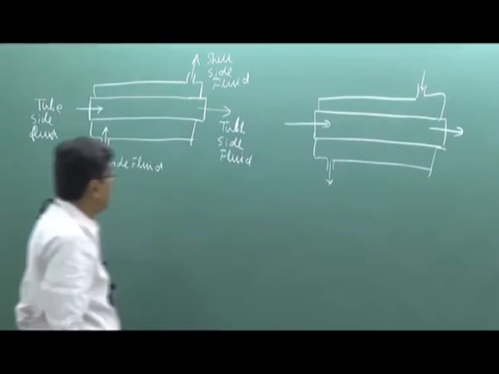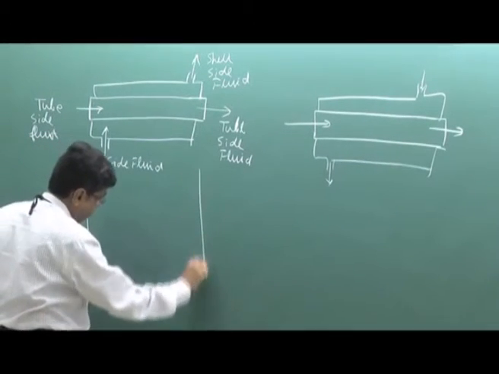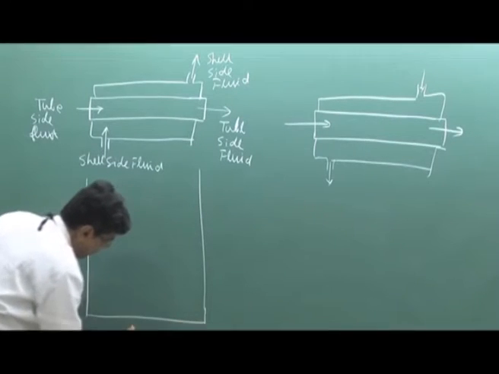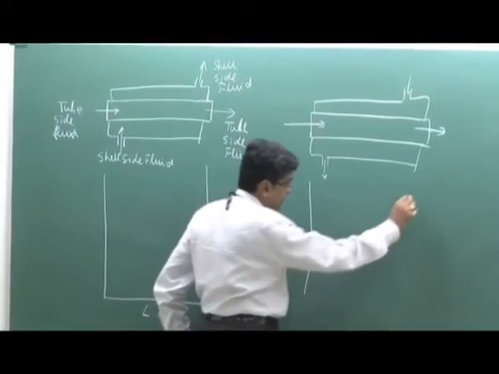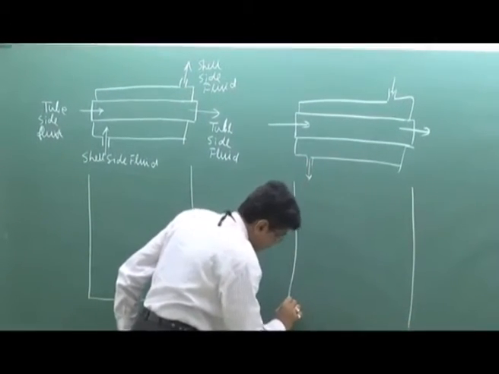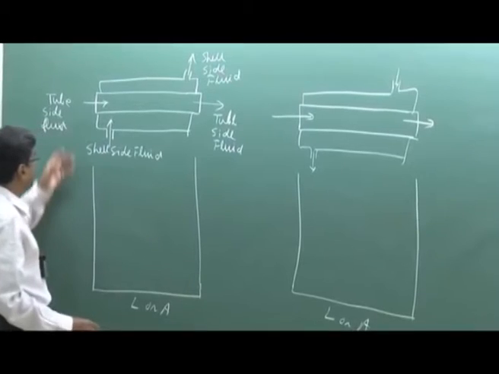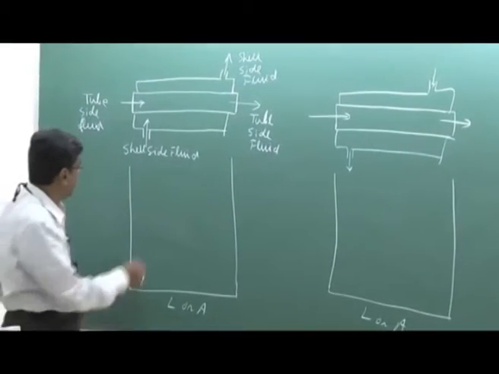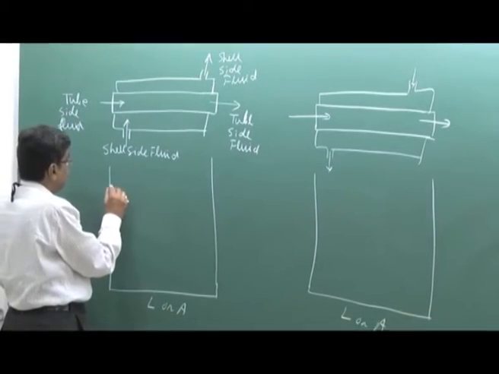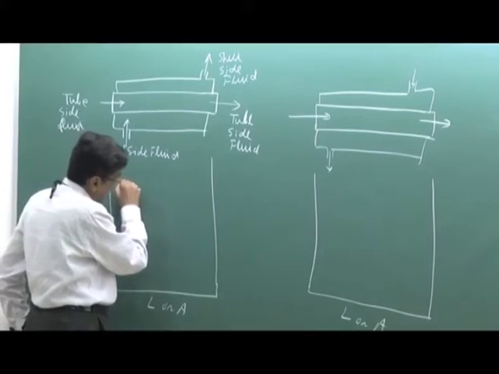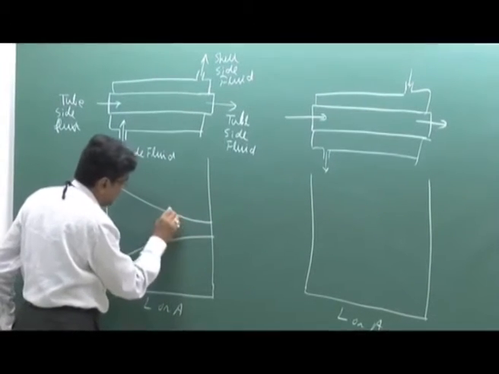Now, the temperature diagram along the length of the tube. If you see length or area, whatever way you think it, area is better because ultimately you will deal with the area for heat exchange, L or A. Here what happens, the hot fluid, hot side tube or shell doesn't matter, the hot fluid has a decrease in temperature and the cold fluid increases the temperature in the same direction.